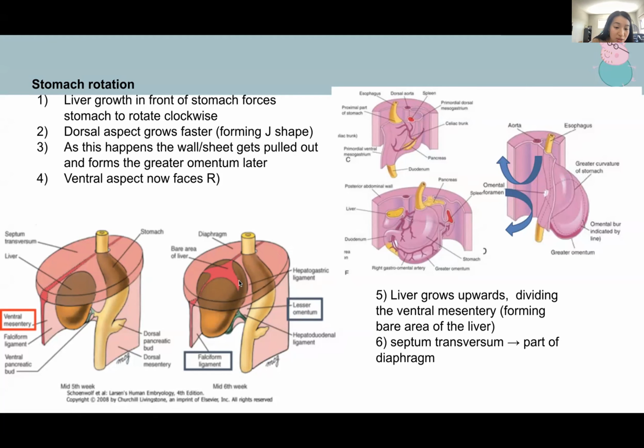And so there's this one part where it's just not covered by mesentery. Okay, cool.